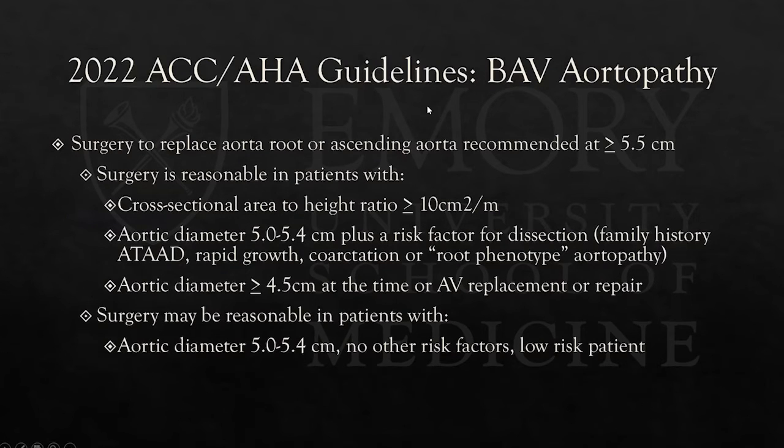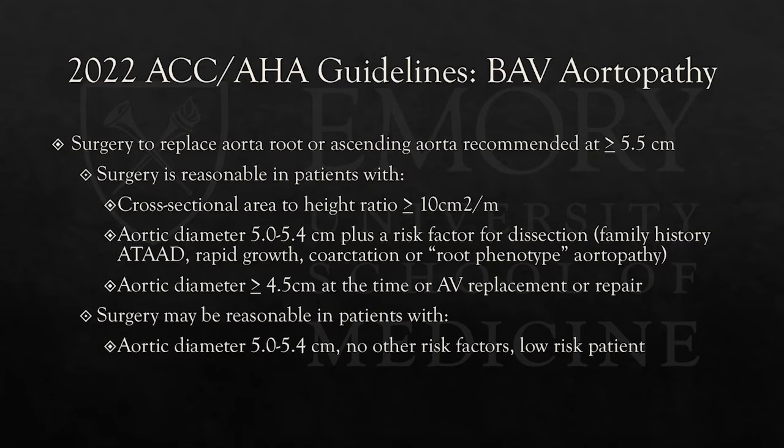So what do the guidelines say? The 2022 updated guidelines from the ACC and the AHA give class 1 indications for replacement of an aortic root or ascending aortic aneurysm at 5.5 centimeters. This is sometimes confused with 5.0 centimeters because that's what a lot of the flow charts will say. But the class 1 indication for surgery on an ascending aorta or aortic root aneurysm is 5.5 centimeters.